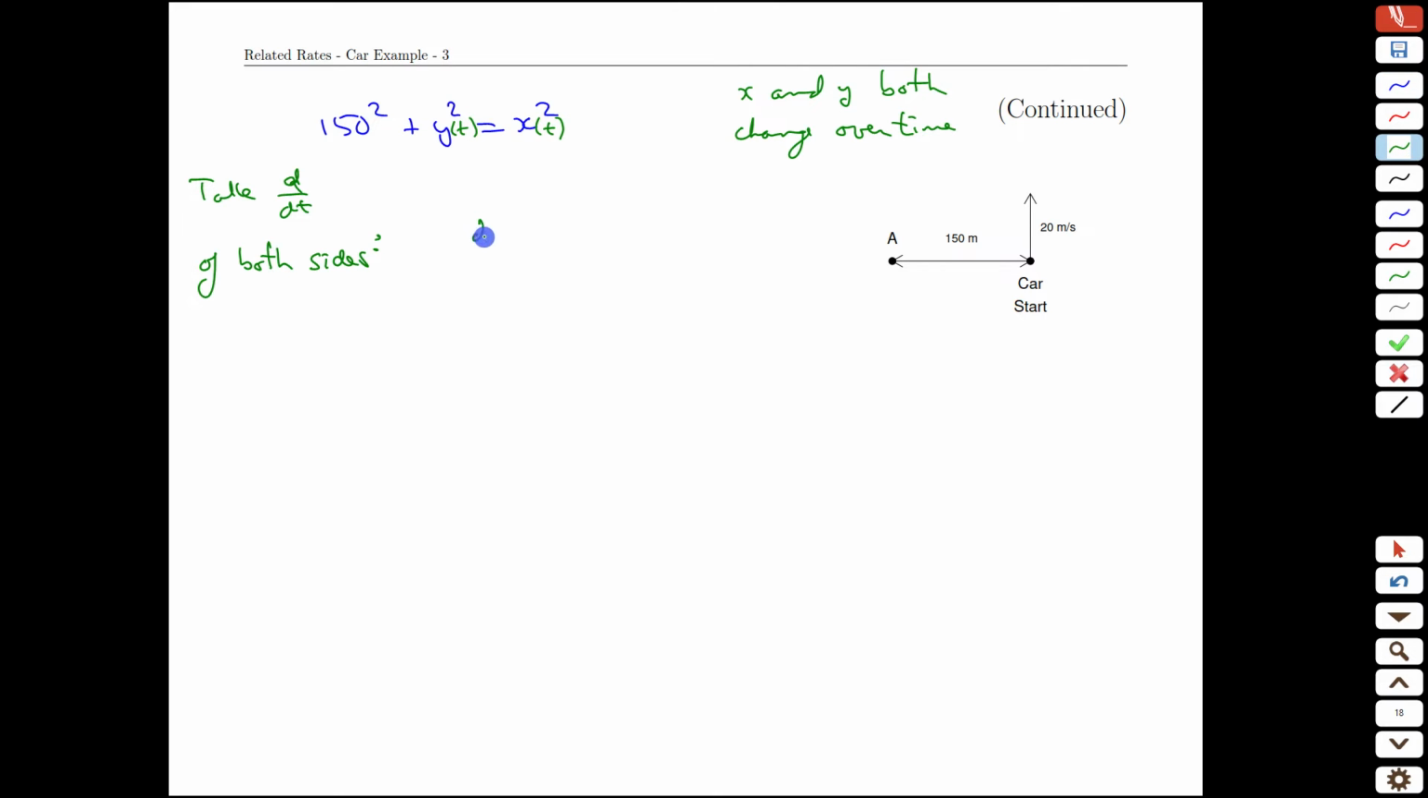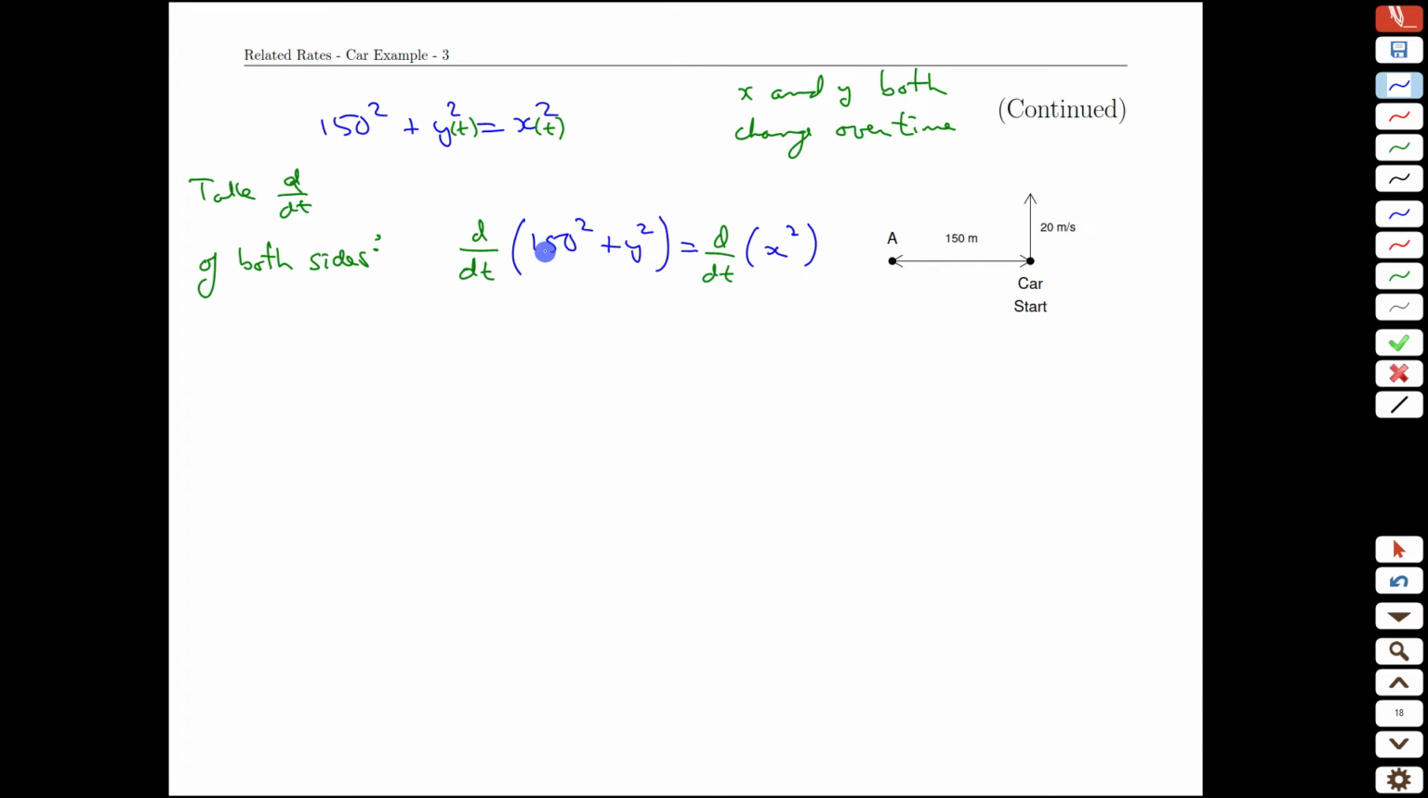So we'll write that out explicitly here. We're going to take the time derivative of 150 squared plus y squared. That's going to equal the time derivative of x squared. And it's so important that you keep track of what variables mean what in these problems. Notice x and time are different variables, just like y and time are different variables. The ideas will be exactly the same as what we saw with implicit derivatives though.